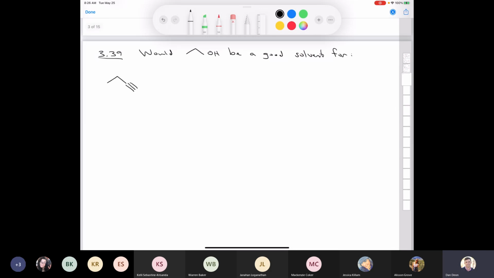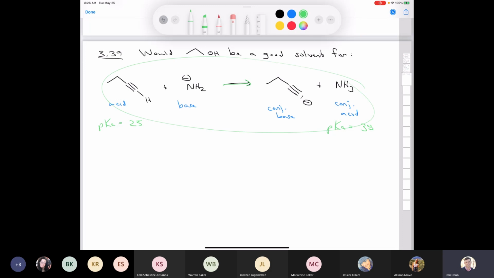We're taking this alkyne and we're treating it with amide, NH2 minus, and we're making the conjugate base of the alkyne, that's called an alkanide, plus ammonia. If we evaluate the pKa's, this is our acid, this is our base, this is our conjugate base, and this is our conjugate acid. The pKa of this is 25, and the pKa of ammonia is 38. So the equilibrium is going to lie to this side if we could do this reaction.